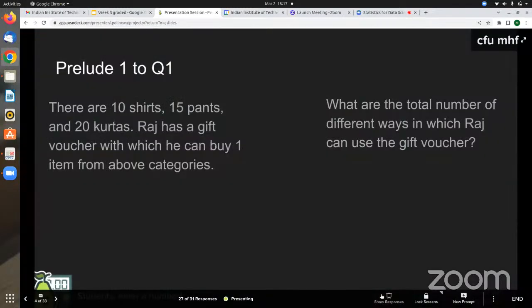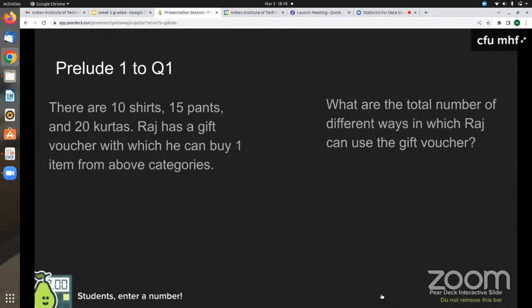Maybe some of you have multiplied this, but it's not multiplication because you have to choose one item from the above categories. So how many ways are there to choose one shirt? 10 ways. One pant? 15 ways. One kurta? 20. You have to buy only one item, so you can either buy one shirt out of 10, or one pant out of 15, or one kurta out of 20. So total ways will be 10 plus 15 plus 20.